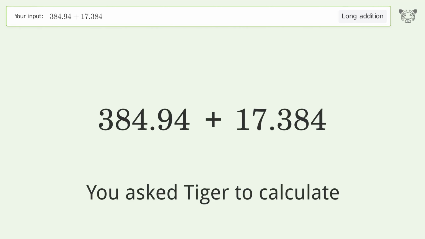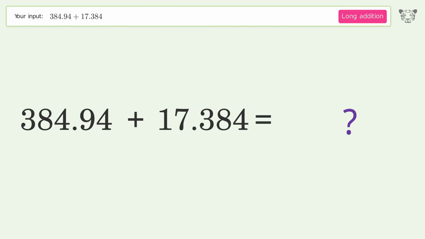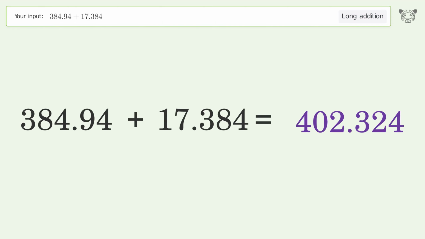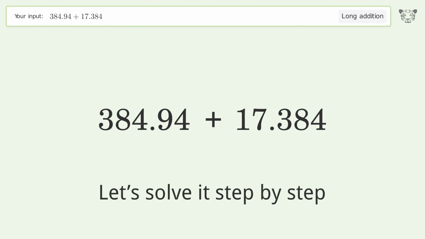You ask Tiger to calculate. This deals with long addition. The final result is 402.324. Let's solve it step by step.